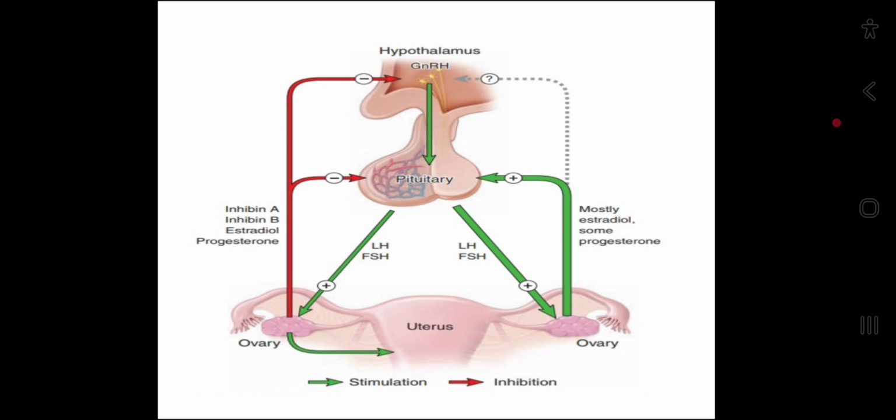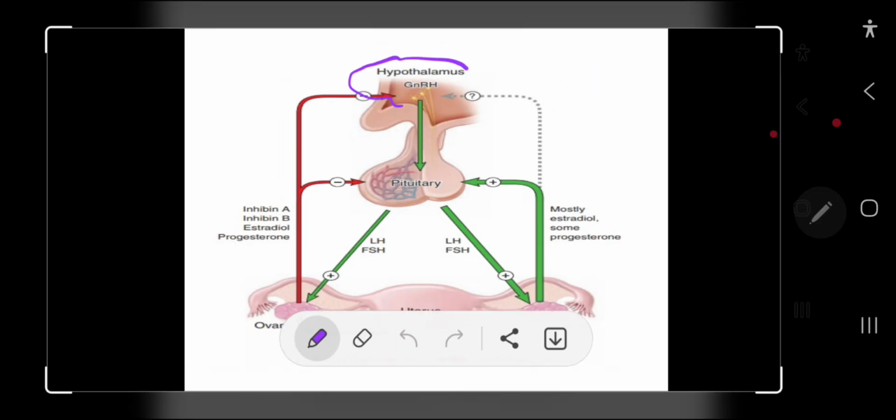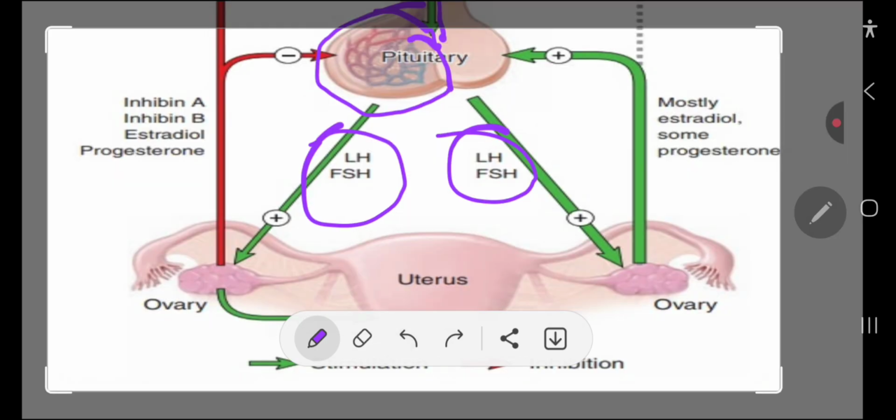This diagram represents negative and positive feedback in the ovarian pituitary feedback loop. The hypothalamus, which secretes gonadotrophin releasing hormone, stimulates the anterior pituitary gland mainly to secrete luteinizing hormone and follicle stimulating hormone. These are called gonadotrophins. Gonadotrophins stimulate the ovary to secrete sex steroid hormones in the form of estradiol, inhibin A and inhibin B, and progesterone.